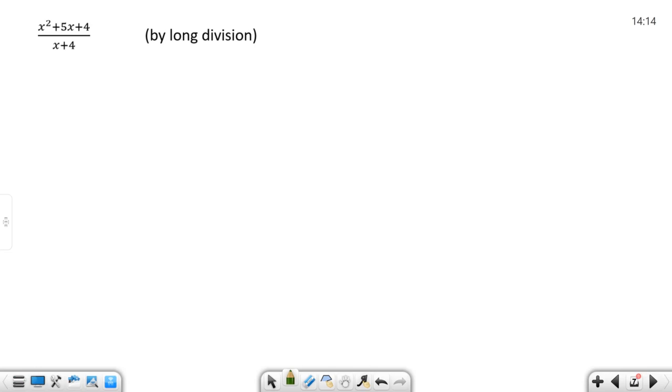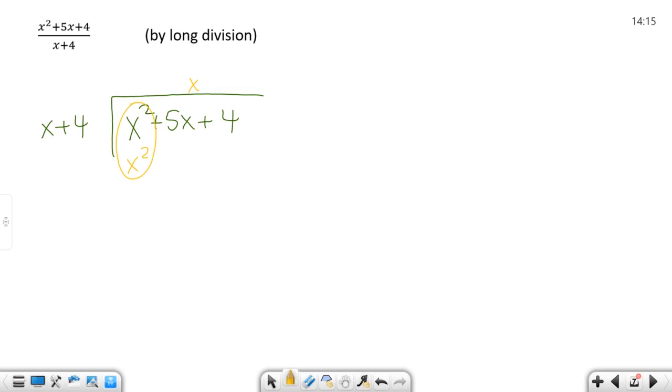So again, let's do long division. Under here we have x squared plus 5x plus 4. Out here we have x plus 4. So now what do I look at first? I look at x and x squared. What do I multiply by x to get x squared? That's an x. Then I say x times x is what? X squared. That's why I did it.